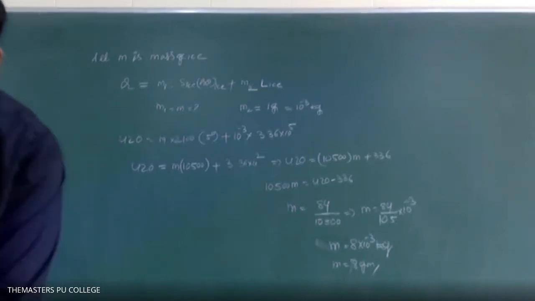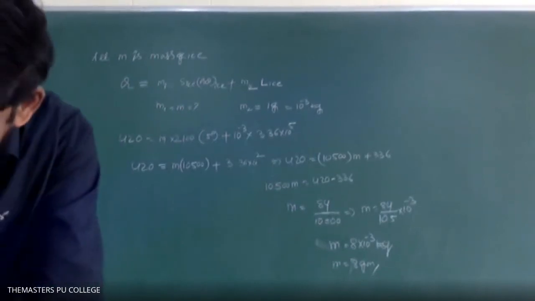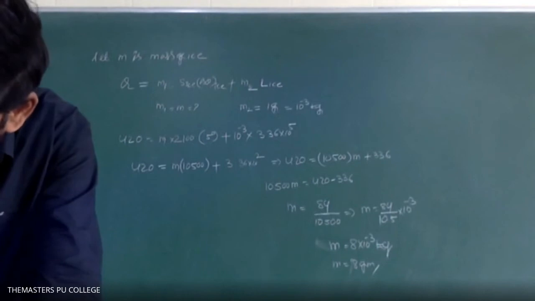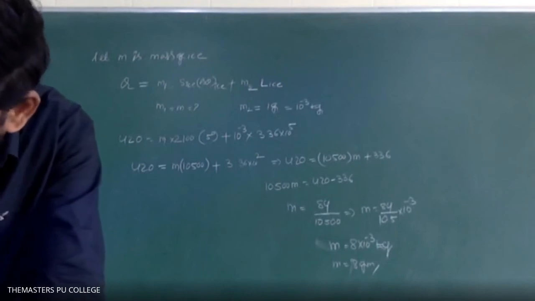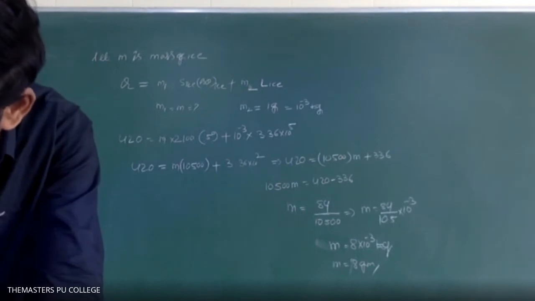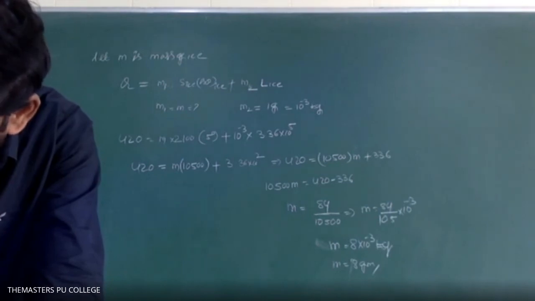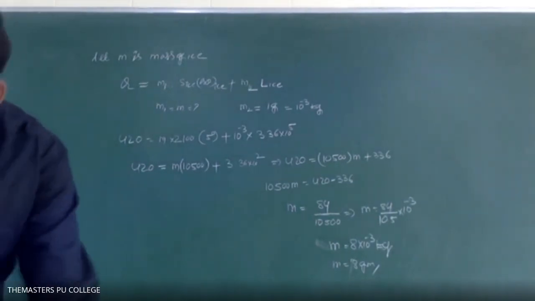Right, what they have given: three different substances have their specific heats in the ratio S1 is to S2 is to S3 equals 2 is to 3 is to 1. So their increase in temperatures is in the ratio of 3 is to 2 is to 1. If the same heat is supplied, find the ratio of their masses.